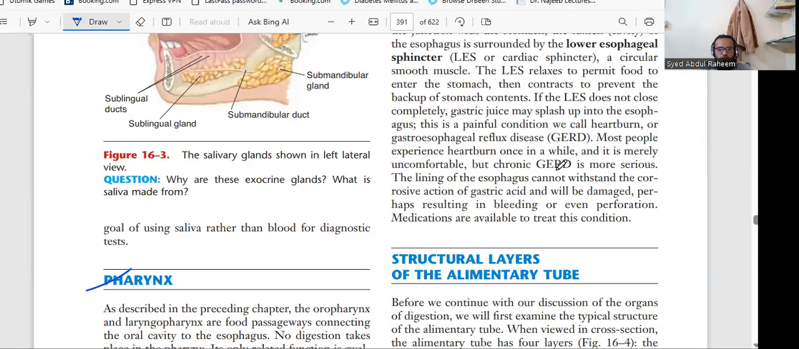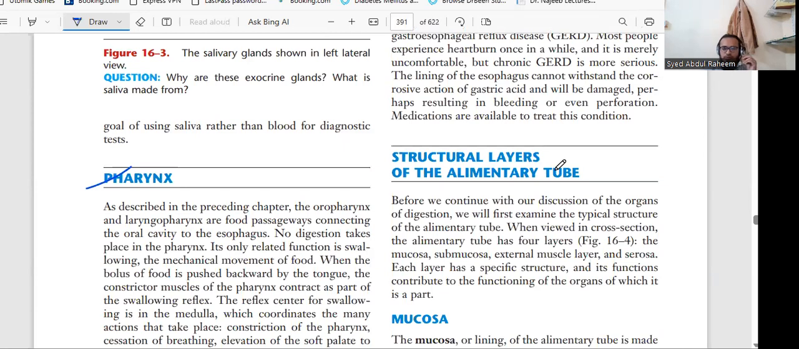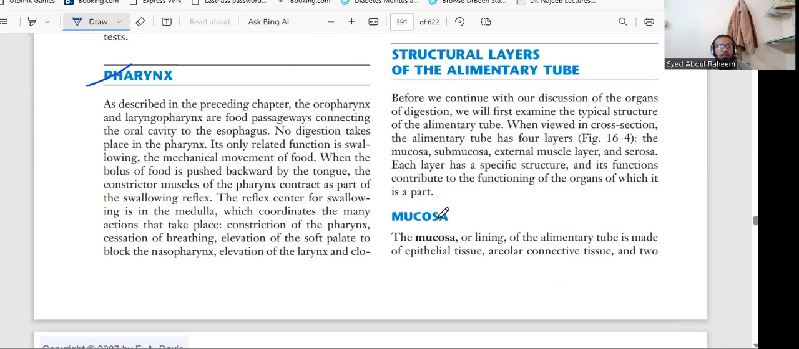So today we will talk about the pharynx. Basically, the pharynx was already discussed in the respiratory system, and here some introduction is also given. We have three areas where the pharynx is present. The oropharynx. This whole area is pharynx.